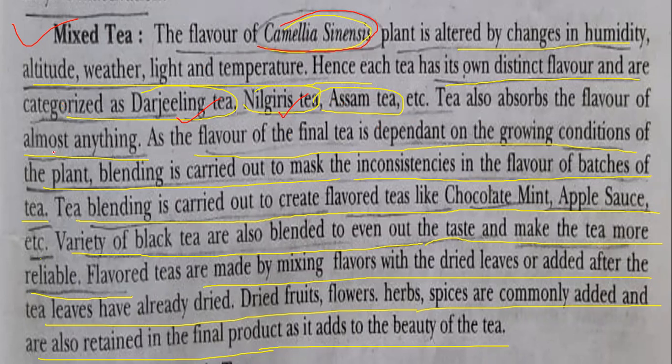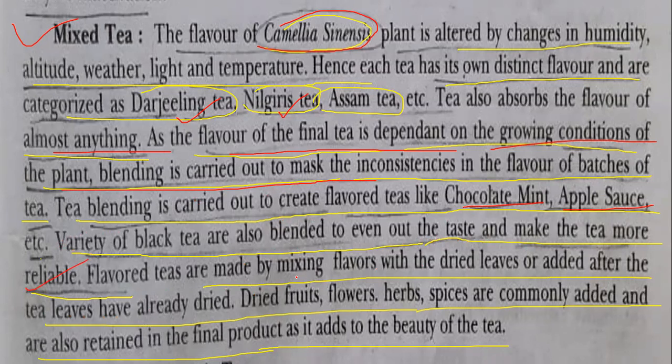So tea absorbs the flavor of almost anything. The flavor of the final tea depends upon the growing conditions of the plant. Blending is carried out to mask the inconsistency in the flavor of the batches of tea. The tea blending is carried out to create flavored teas like chocolate mint, apple sauce, etc. Varieties of black tea are also blended to even out the taste and make the tea more reliable.